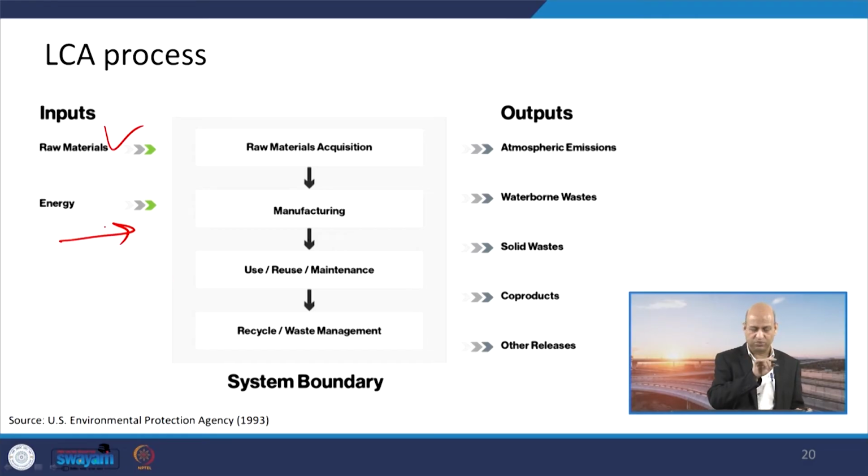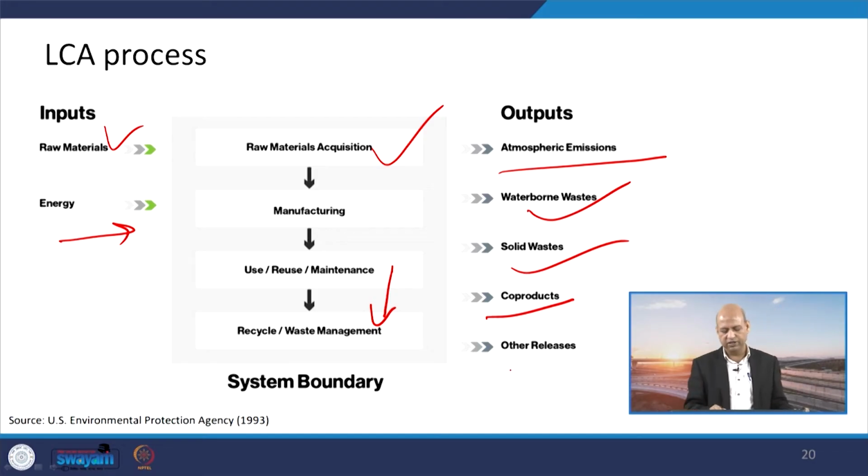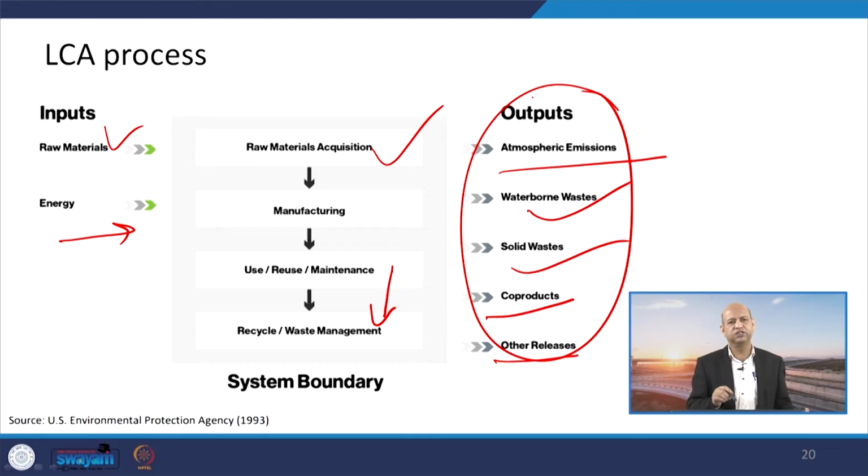So, material and energy source, although energy you can also say that it is also material like oil or whatever, but in energy terms also, because we see efficiency is dependent on several technologies. Same fuel energy utilization may be different, like only 30% or 20% depending upon the technology. So, the raw material acquisition, then manufacturing, utilization, recycling, this system boundary and output, what will be these externalities like atmospheric emissions, waterborne waste, solid waste, or co-products meaning additional ones and other releases. So, these outputs have to be seen as externalities.